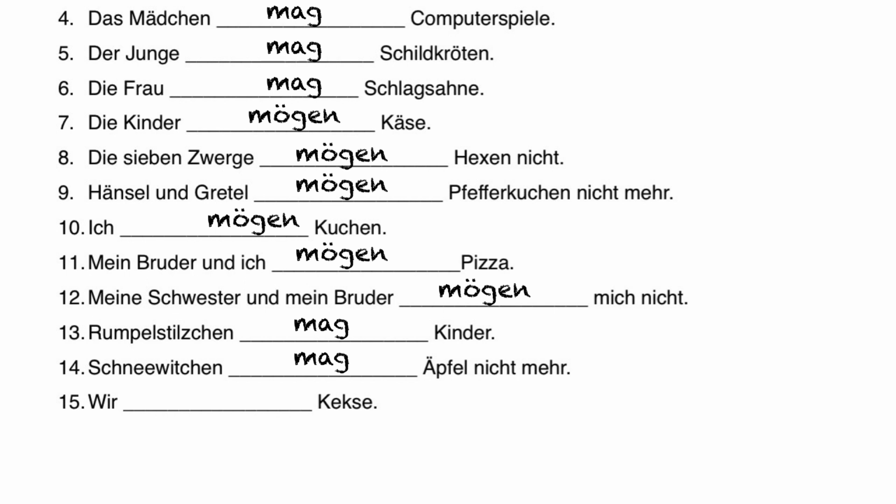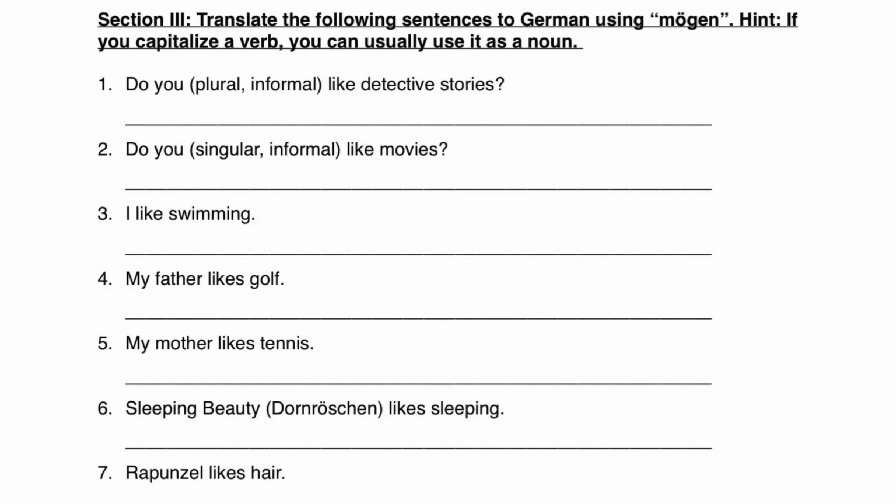Nummer 15. Wir mögen Käse. Mögen because that's the wir form, and wir is in the sentence, which is always the subject if it's in the sentence. It changes to other things in the accusative and dative. In section 3, we're trying to translate each of these sentences using mögen. It also says there's a hint that if you capitalize a verb, you can use it as a noun, which is called a gerund. This comes in handy in a couple of these sentences.